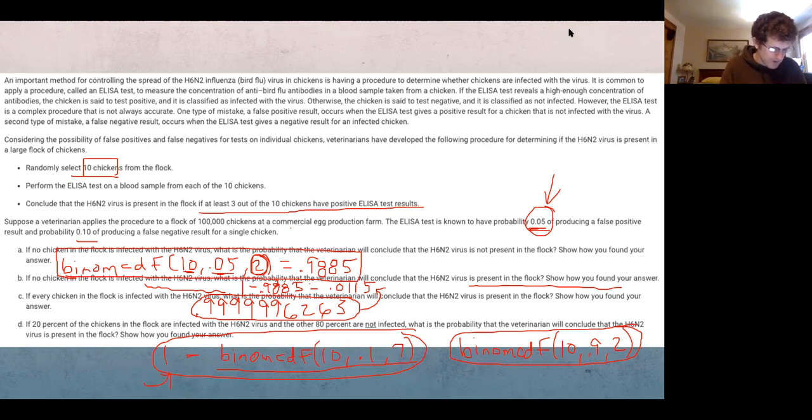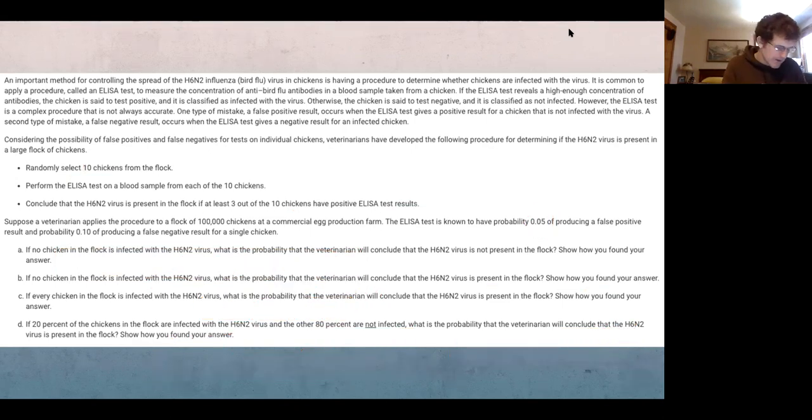I'm going to clear this screen for the last one. So hopefully, if we need to return to any of these, I can certainly do that. Here is the one that is probably going to be very tricky for you, if the other ones haven't been already. If 20% of the chickens in the flock are infected with this virus and the other 80% are not infected, and this is more realistic, right? You're going to have some split. What's the probability that the veterinarian will conclude that the virus is present?